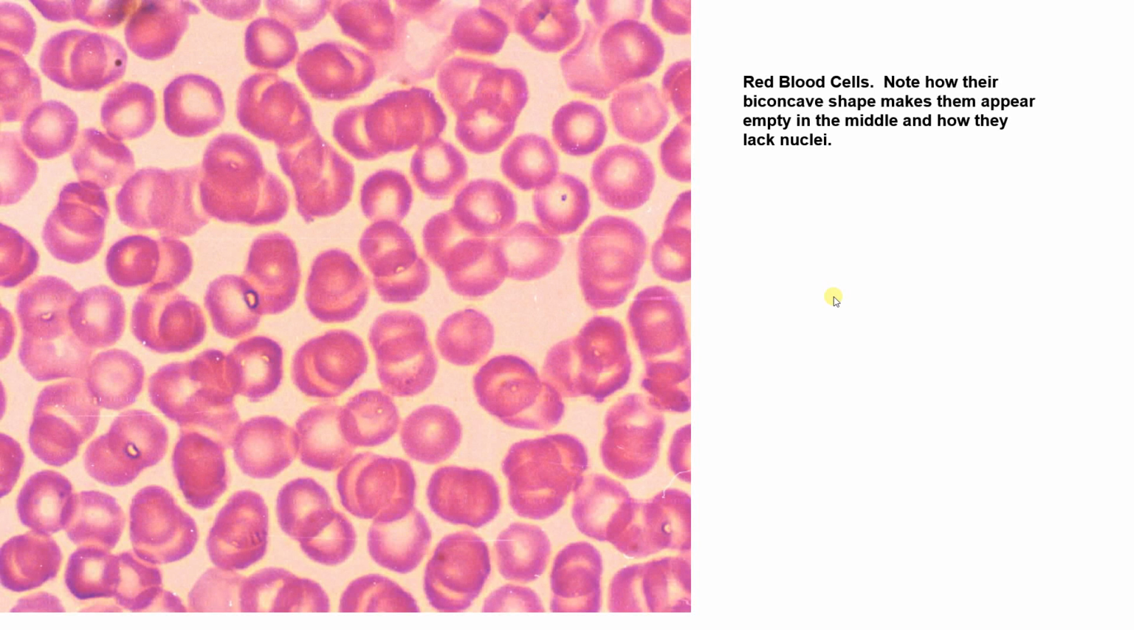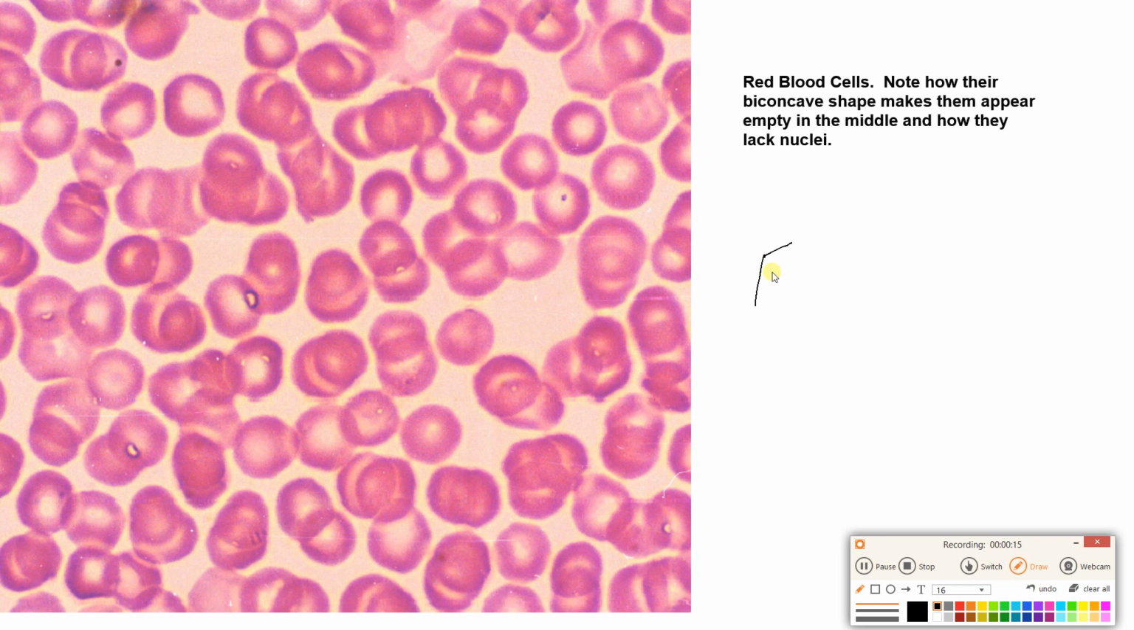Hey, what's up? It is time for lab number 2, which is on the microscopic anatomy of blood. When we look at blood, there are two main components of blood. There are the blood cells, which are better known as the formed elements. They're the cells in blood. But then there's also the liquid part, which is the plasma.